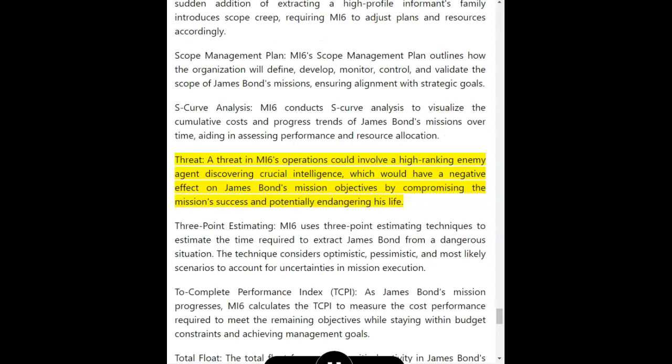S-curve analysis. MI6 conducts S-curve analysis to visualize the cumulative costs and progress trends of James Bond's missions over time, aiding in assessing performance and resource allocation. Threat. A threat in MI6's operations could involve a high-ranking enemy agent discovering crucial intelligence, which would have a negative effect on James Bond's mission objectives by compromising the mission's success and potentially endangering his life.